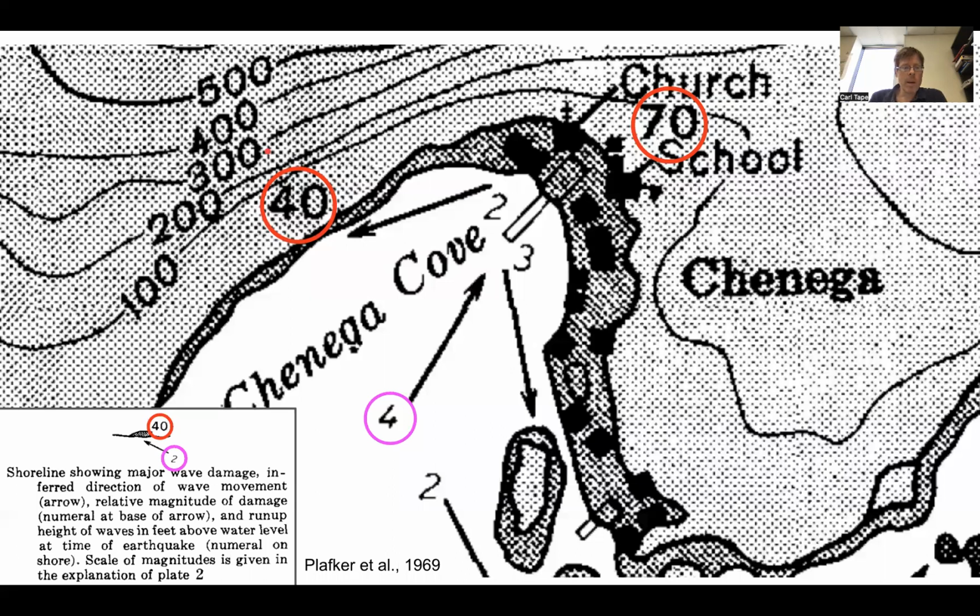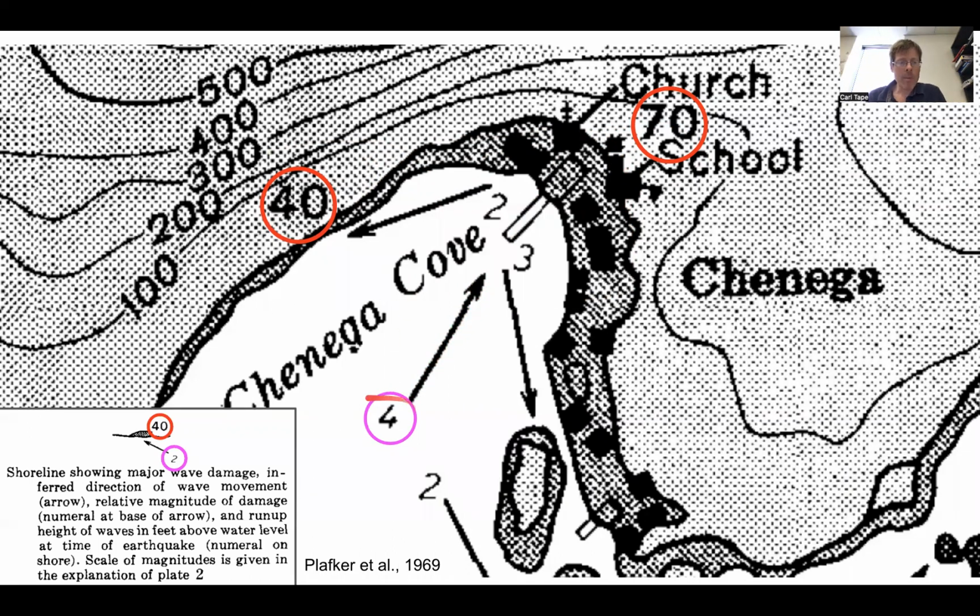So zooming into this area, the key has some numbers on there. One number, in red, is the tsunami run-up, the elevation of the extent of the wave. You can see the school is just barely above that, the 70-foot mark. And then there's this direction of wave movement shown directed toward that portion.